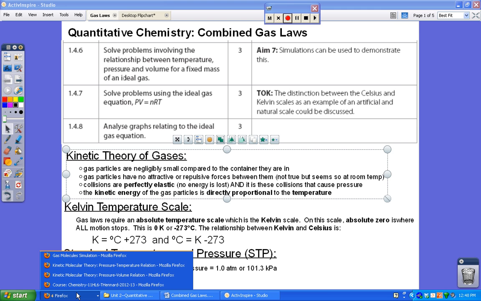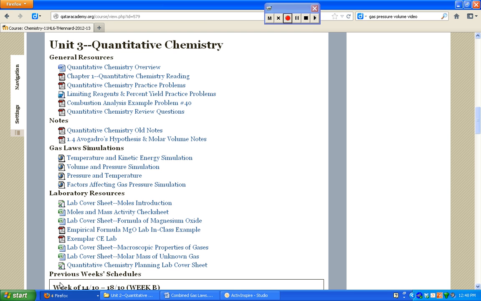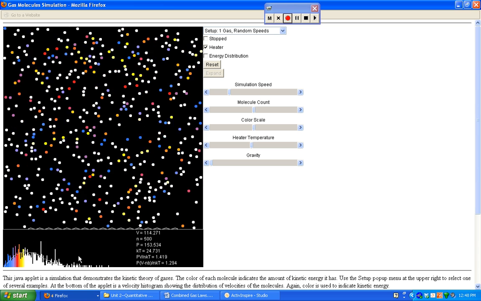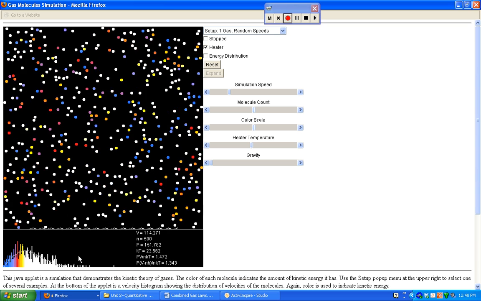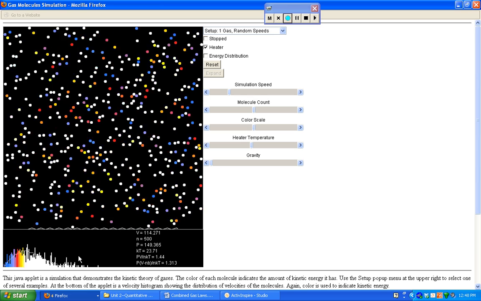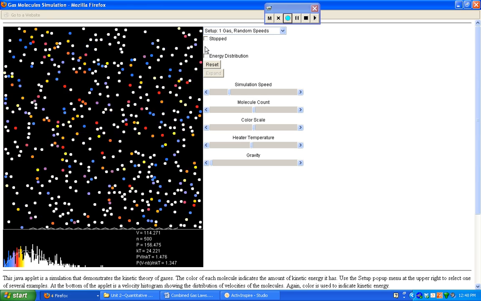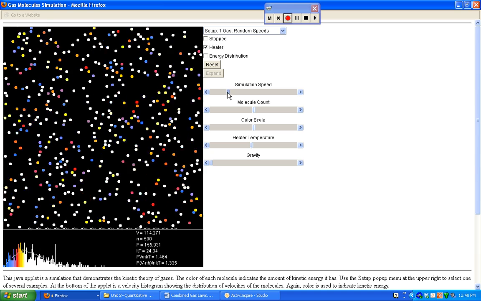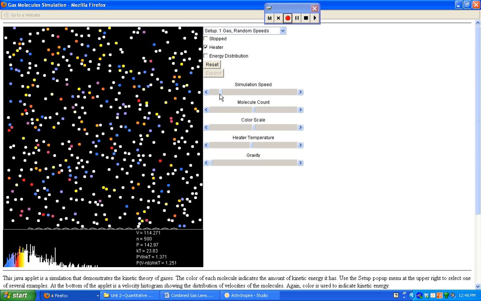If we take a look at the Moodle, you'll see that there are a variety of gas laws simulations. The one that we're going to look at first is the one that says temperature and kinetic energy simulation. If we look at the temperature and kinetic energy simulation, it looks like that. In order to make sure that you see what you should see, be sure that you have ticked the box that says heater. You slow the simulation speed down.